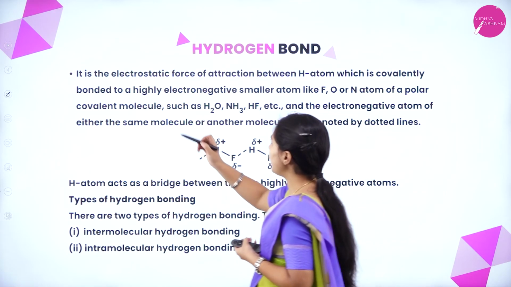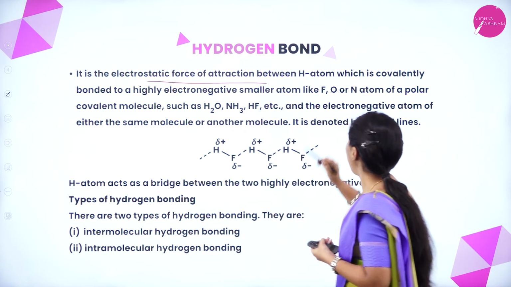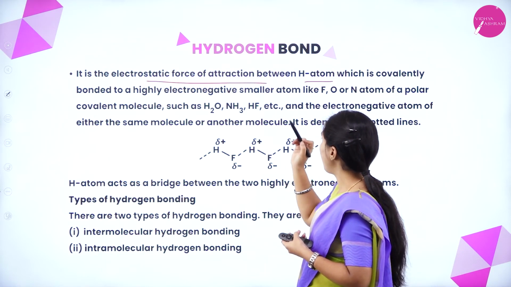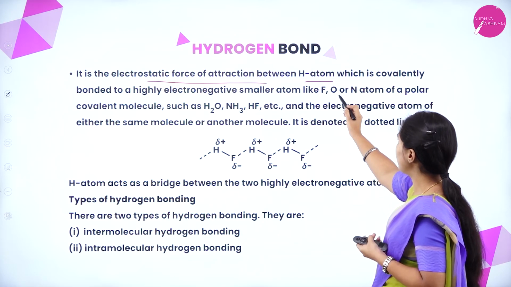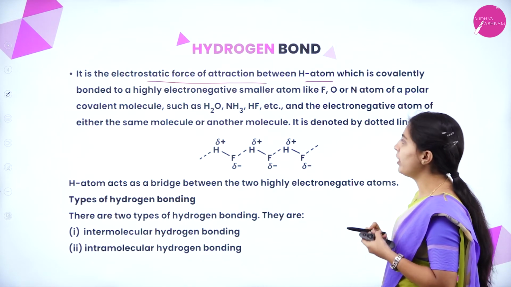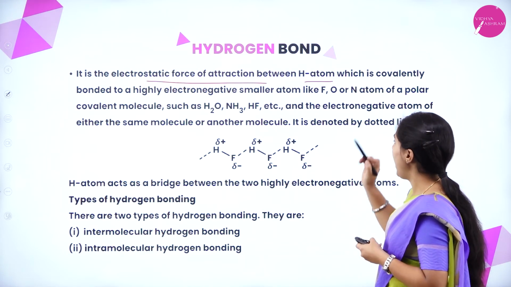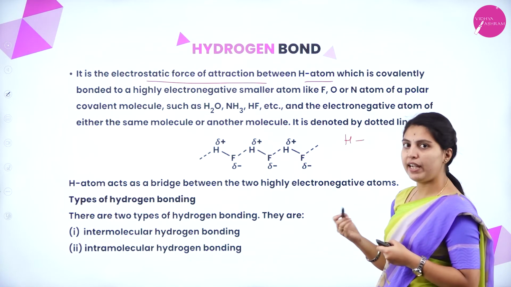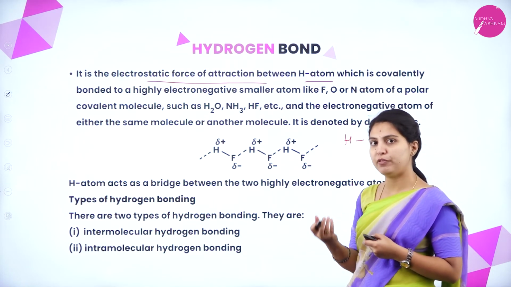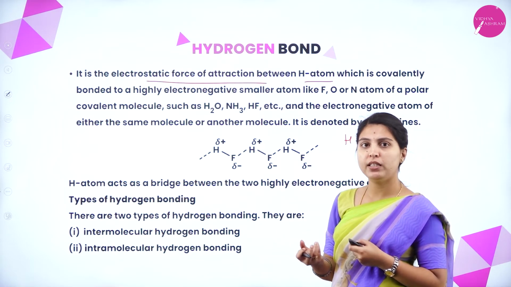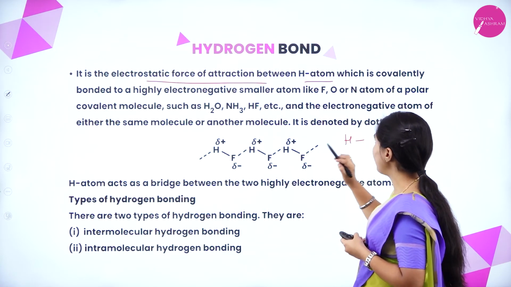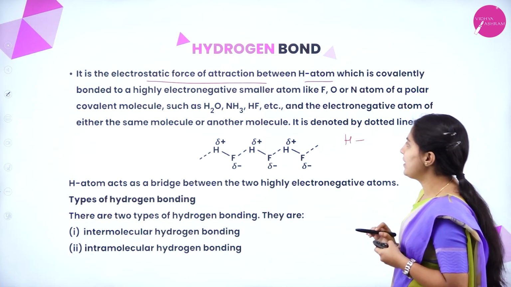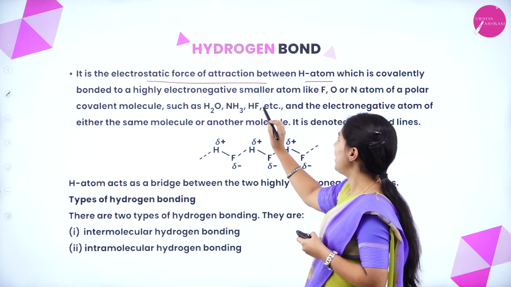It is the electrostatic force of attraction between a hydrogen atom which is covalently bonded to a highly electronegative smaller atom like F, that is fluorine, oxygen or nitrogen atom of a polar covalent molecule. Means hydrogen atom will always be covalently bonded with highly electronegative atoms. Highly electronegative means it may be chlorine, fluorine, nitrogen, bromine, like this kind of smaller atoms, such as H2O, ammonia, HF, etc.